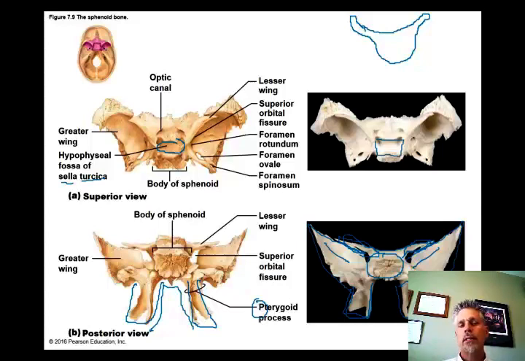So this is called the sella turcica. That's the Turkish saddle. What sits right here is a very important gland, the master gland of the body that hangs off the inferior surface of the brain. It's called the pituitary gland. So it cups that pituitary gland right there.